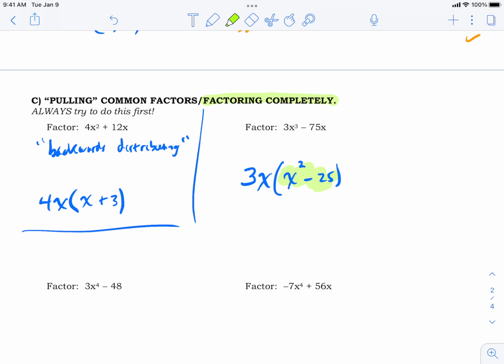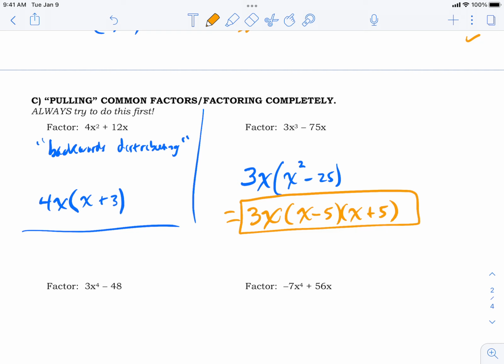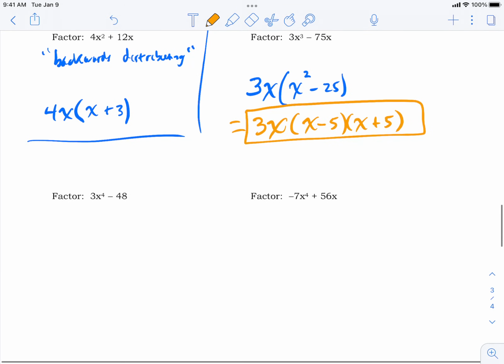Recognize I've got two terms, a difference of two terms, and they are squares. That's an x squared, 25 is a 5 squared. So actually, I should do this one step further. x minus 5, x plus 5. Remember, that was the pattern for a difference of two squares. So always factor completely. Once you've factored, take a look at what you got and say, can I do anything else?